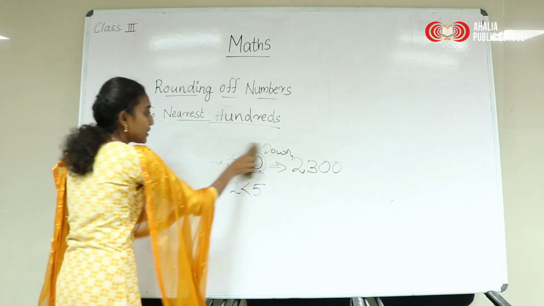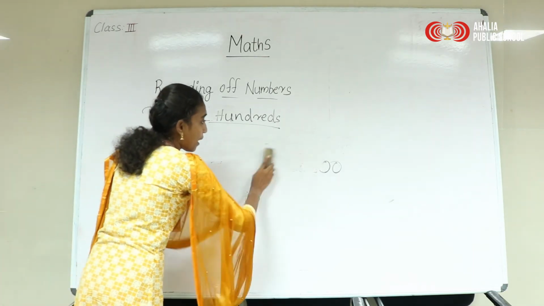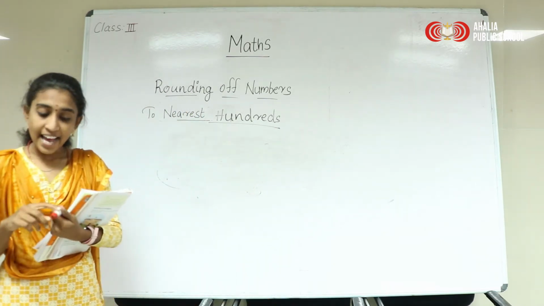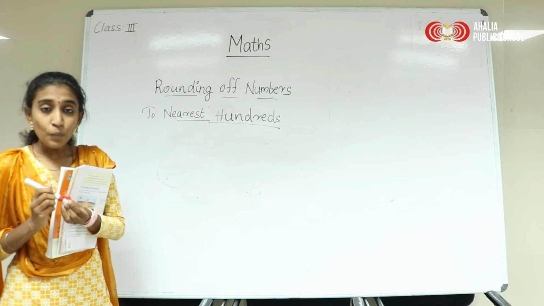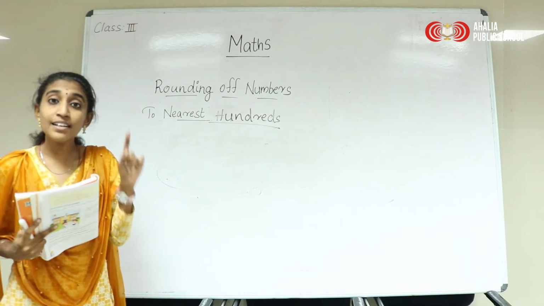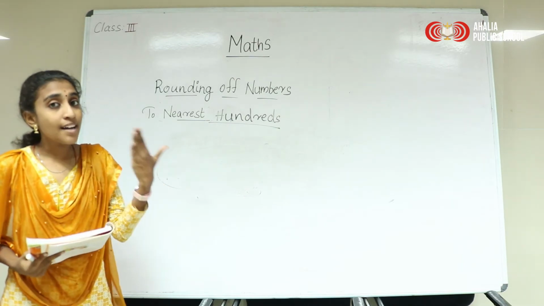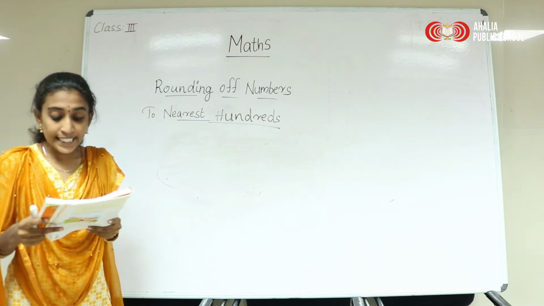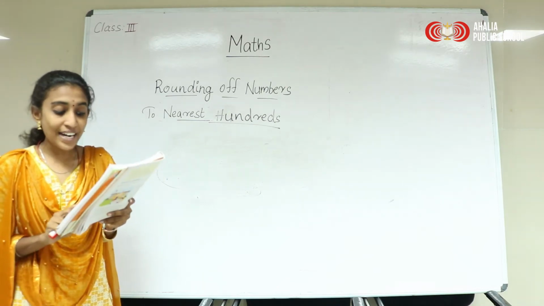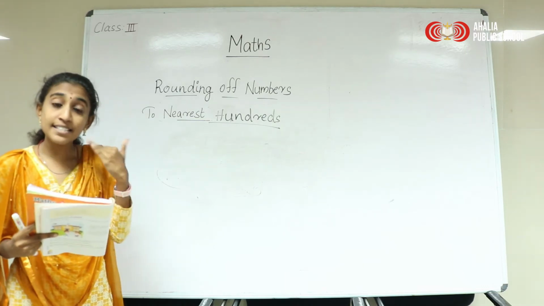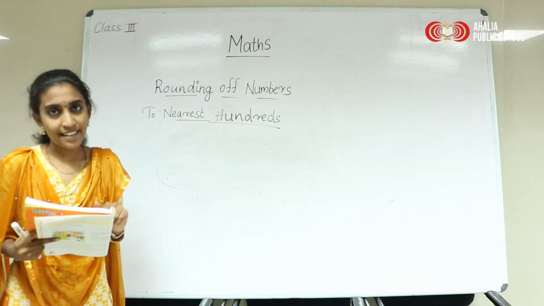Okay, children. So that is about rounding off numbers to nearest tens and nearest hundreds. So rounding of a number to nearest tens, we have to check the number in the ones place. To nearest hundreds, we have to check the number in the tens place. So in the textbook, page number 15, you are having an exercise. So try to do the exercise and we will be discussing the answers in the interactive session.